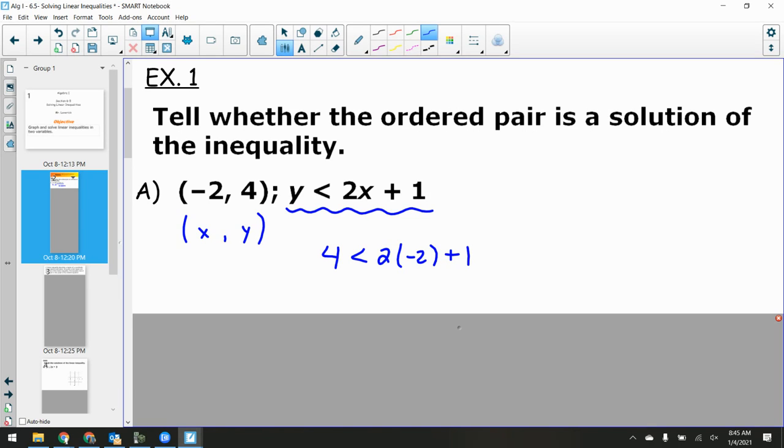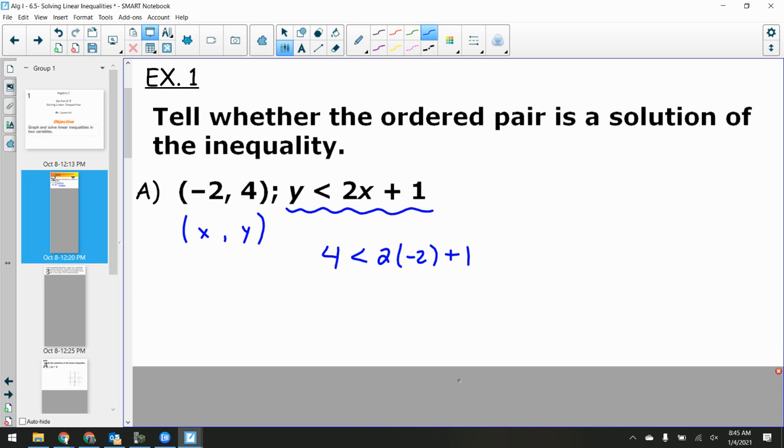See, for our equations, which is what we just got done with before break, you just had to check to see if the left side matched the right side. No, I'm not doing that anymore. I'm testing to see if it's a true statement. The left side does not need to match the right side. This needs to be a true statement, like 4 is less than, okay, I've got 2 times -2 is -4 plus 1, -3. Is that a true statement? Is 4 less than -3? No, this is not a true statement. So therefore, no, this is not a solution.